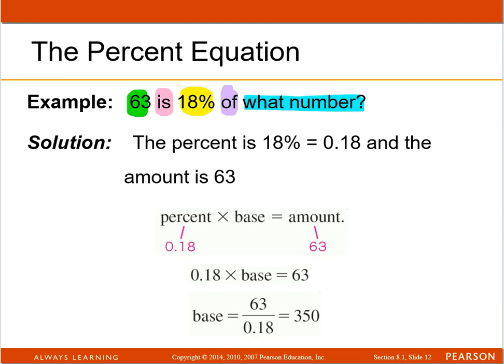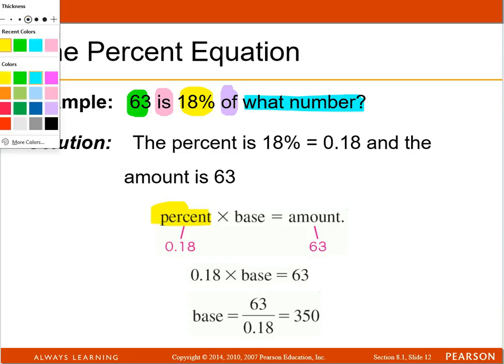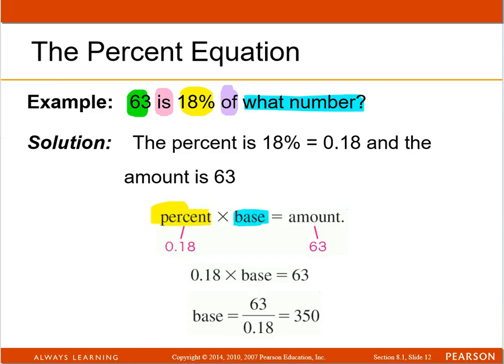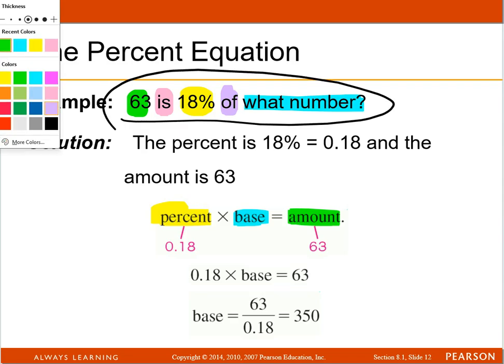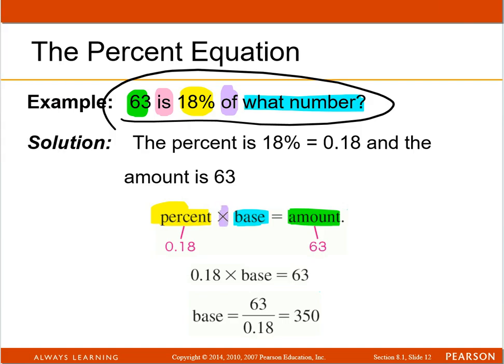So when you look at the formula of percent times base equals amount, yellow and blue make green. When I compare it to the word problem up here, I can see that the word "of" comes between the percent and the base. So my base is what I'm looking for this time. So we'll just call that B. We're looking for base. So it's 0.18 times the base equals 63.